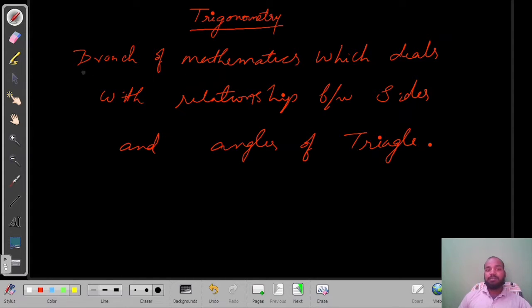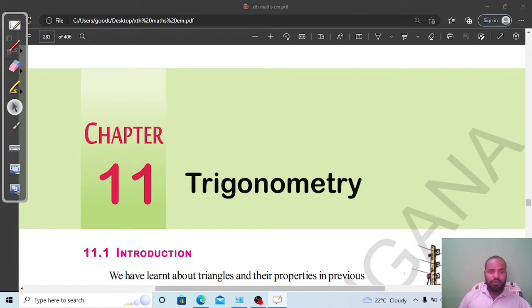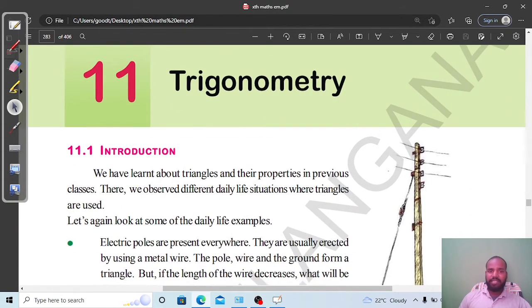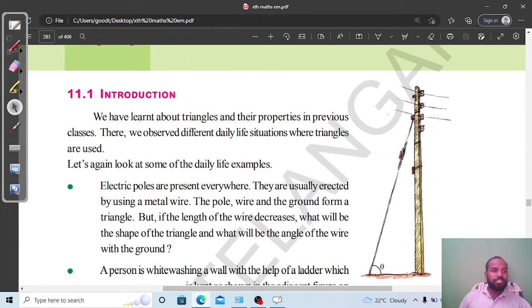Trigonometry is a branch of mathematics which deals with the relationship between sides and angles of a triangle. So we are going to measure the sides and angles in trigonometry. Am I clear? So see here. Now what is given on the first page of our first chapter, the introduction.